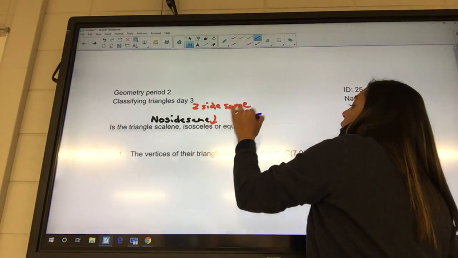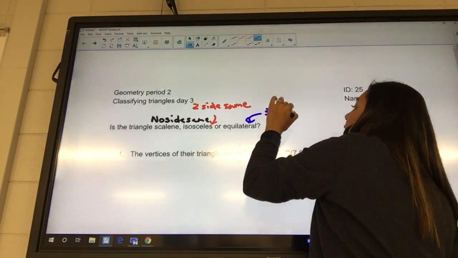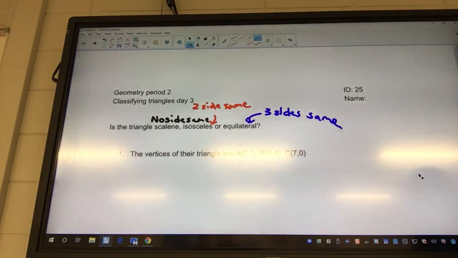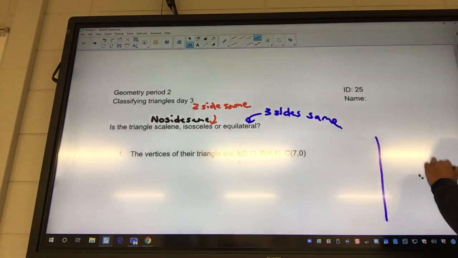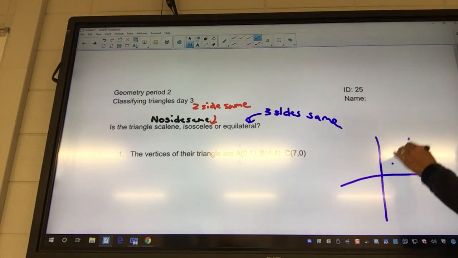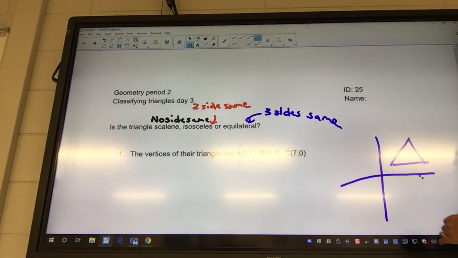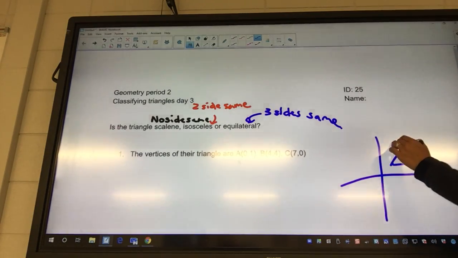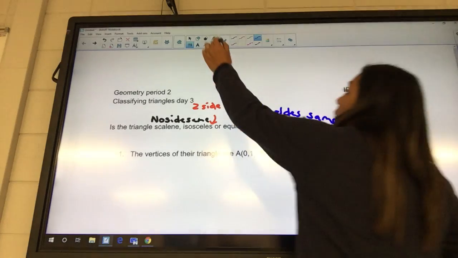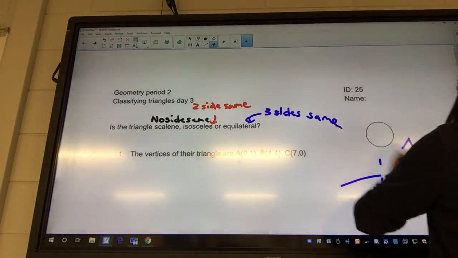And then for an equilateral, we got 3 sides, all same length. Okay, and so what they did, they gave us vertices. A vertice is when we look on a graph, like a coordinate system, and they give us these 3 points, and really you could make the triangle, and they want you to figure out what is the length of this one, and this one, and then tell us, is it a scalene, isosceles, or equilateral? Okay, you will absolutely need a calculator today.